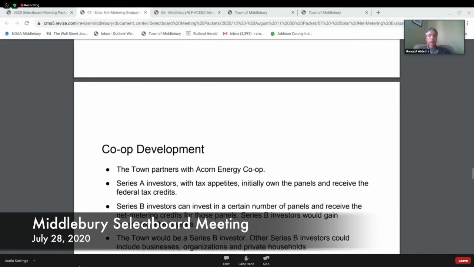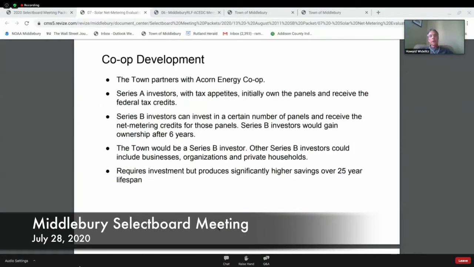Okay, and then the next one is the Acorn Co-op. I imagine most people are aware that they're right now working on a project in Bristol. And the way this works, we met with Rich Carpenter, who's part of Acorn, to explain how this works. What they have is a set of Series A investors who provide investment up front. In return, they get the federal tax credits.